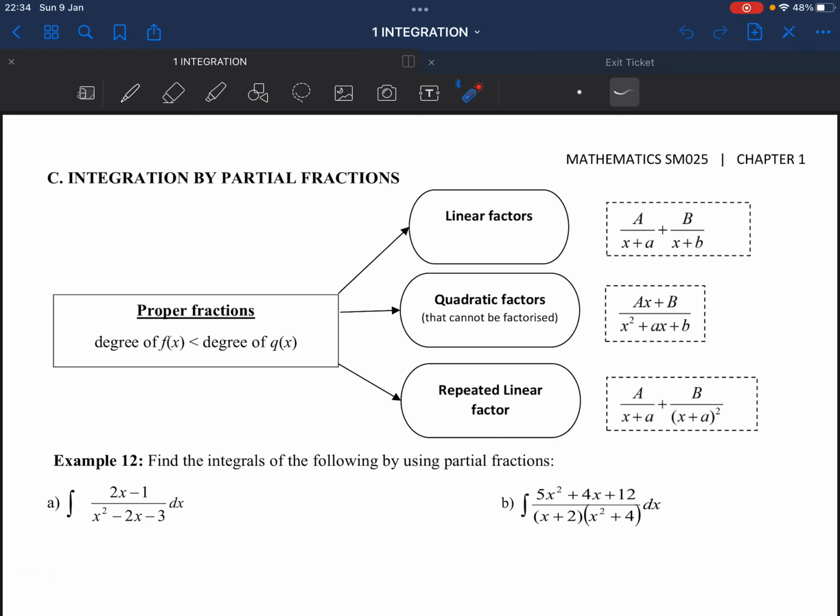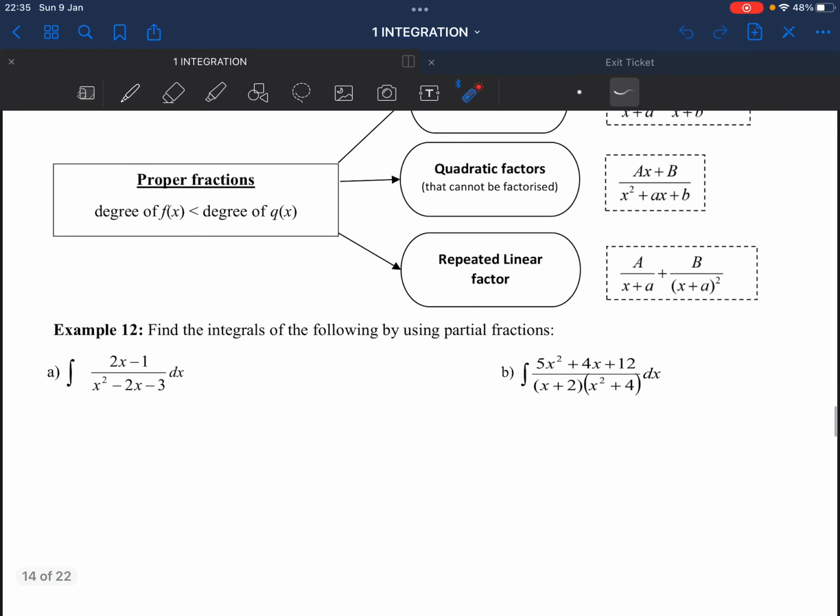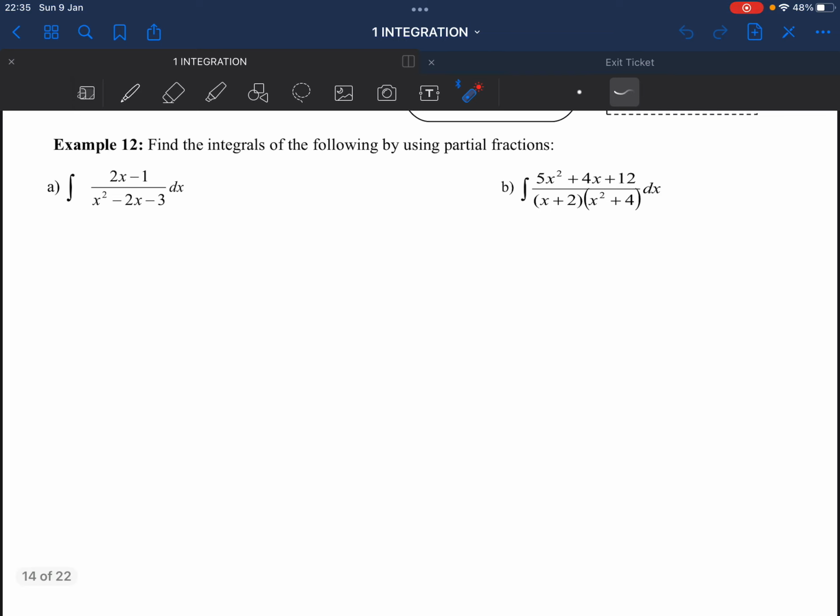Okay, so recap our chapter 6. If our factors are linear, here we have x plus a, x plus b, we decompose it as A over x plus a, B over x plus b. If our denominator is a quadratic that cannot be factorized, atas the numerator dia you have to put as Ax plus B. For repeated linear factor, what does it mean? This one here: x plus a, you have a square here, or x squared. So you have to put unknown A and B and so on. So let's take a look at example 12 here.